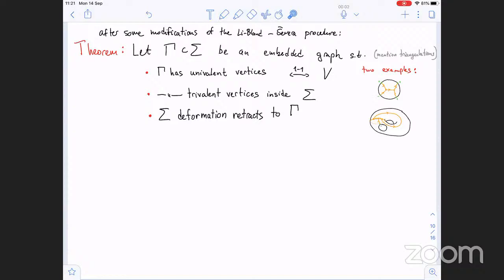And after we make some modifications of this Leblanc-Chevre procedure, one arrives at the following. The theorem says that the choices you need to make are a graph gamma. It's an embedded graph, and it has two kinds of vertices: univalent vertices, which are mapped bijectively to the marked points, and trivalent vertices, which are mapped to the interior of sigma.